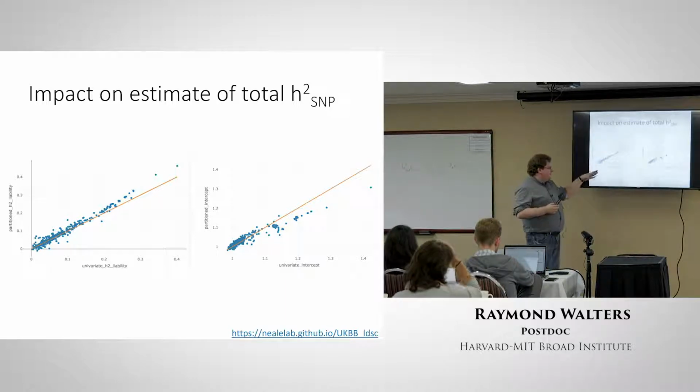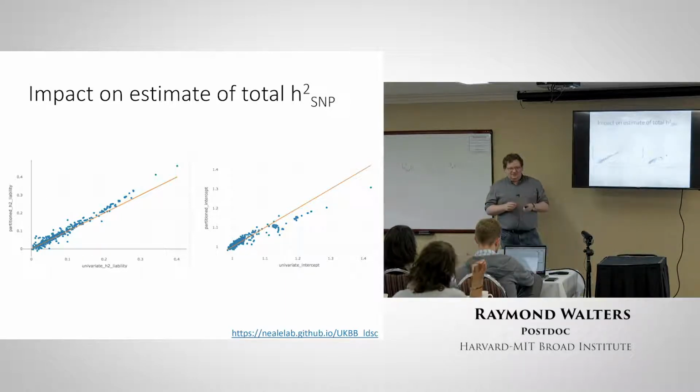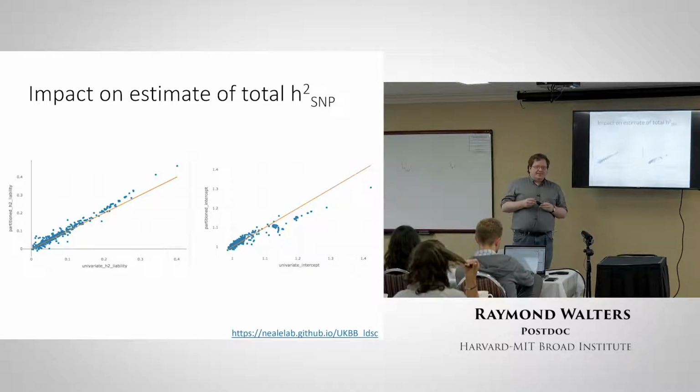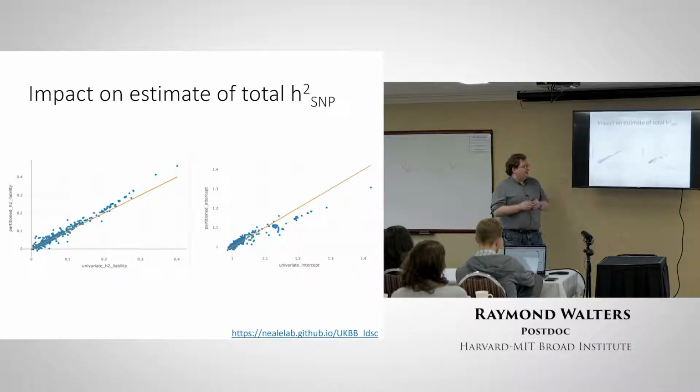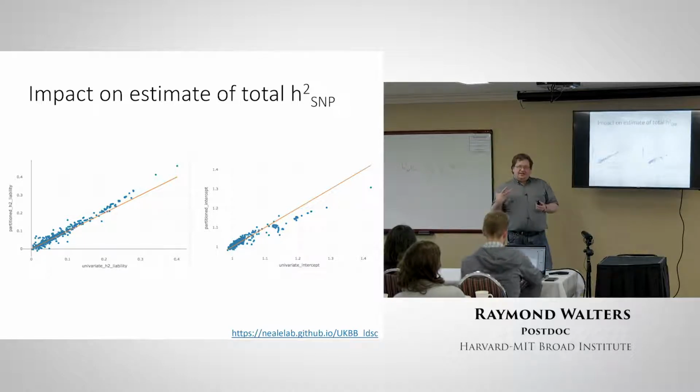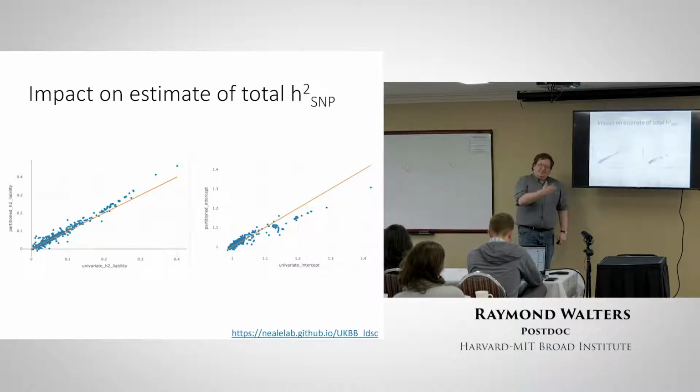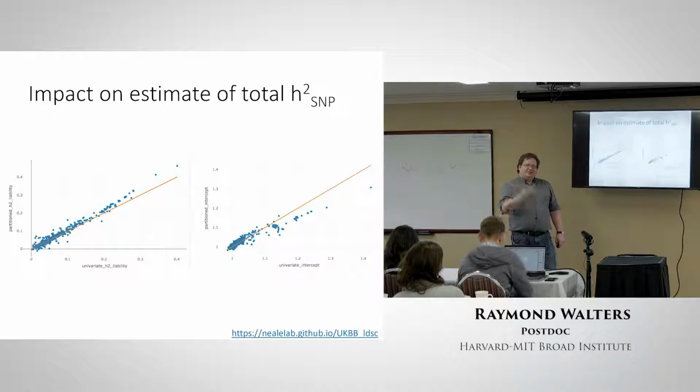And what we've observed from running this in many traits in UK Biobank is that when you do this more thorough modeling, allowing annotations to vary, you do end up with an estimate that's ever so slightly higher for the total SNP heritability, and a correspondingly slightly lower estimate of the intercept. That is consistent with the idea that while the intercept does capture confounding, it also, to some degree, captures model misspecification.